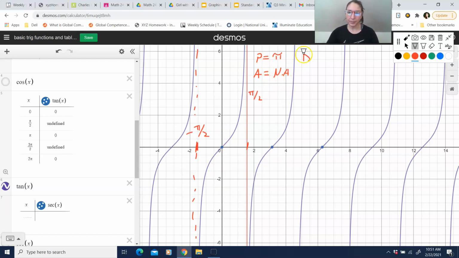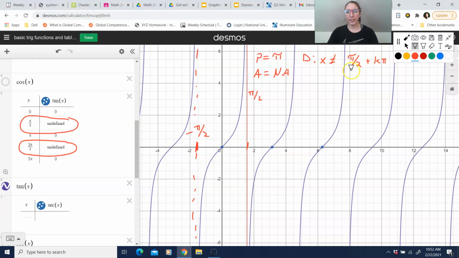Okay, domain. Domain is everything except for these pi over 2's, right? Pi over 2 is a problem. 3 pi over 2 is a problem. Think a half is a problem, 3 halves is a problem, 5 halves is going to be a problem, 7 halves is going to be a problem. So the domain is all x except, so all x cannot equal pi over 2, and then we say plus k pi.